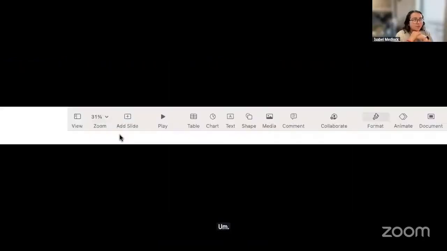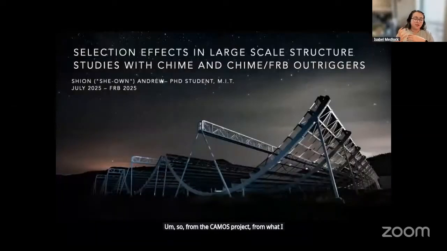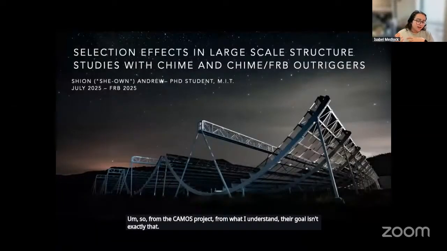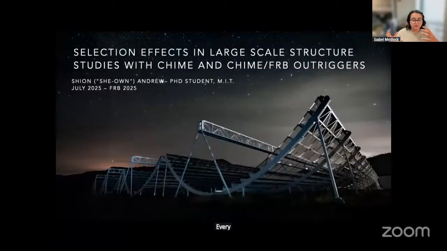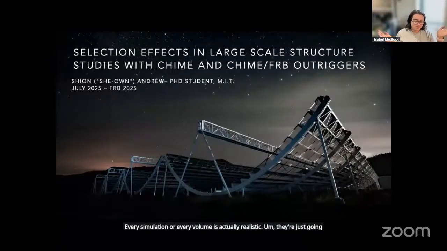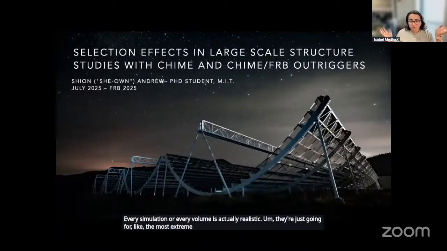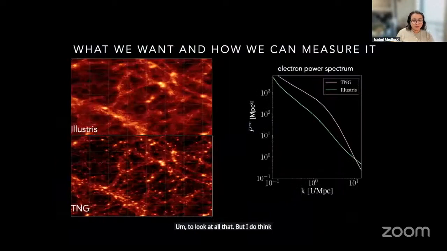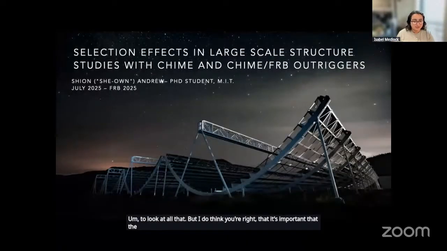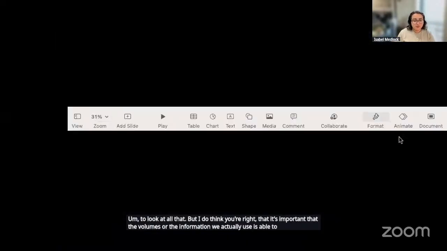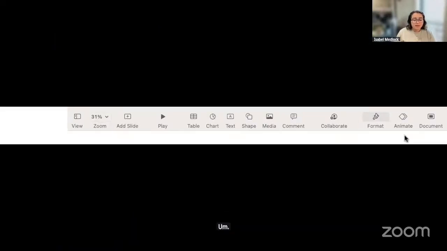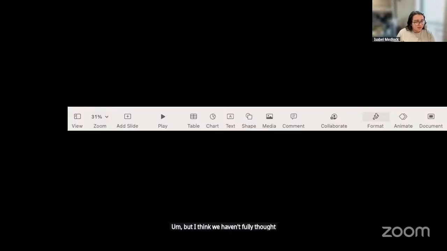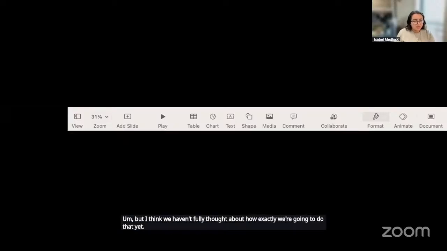So from the CAMELS project, from what I understand, their goal isn't exactly that every simulation or every volume is actually realistic. They're just going for the most extreme range possible to look at all that. But I do think you're right that it's important that the volumes or the information we actually use is able to match observables that are well known. But I think we haven't fully thought about how exactly we're going to do that yet. But that's a good point.